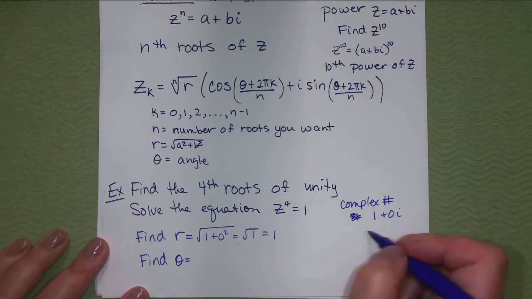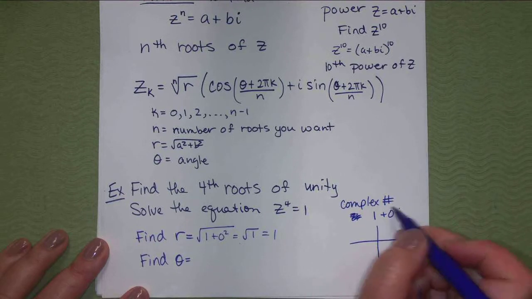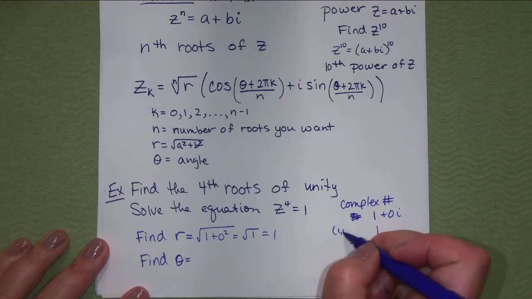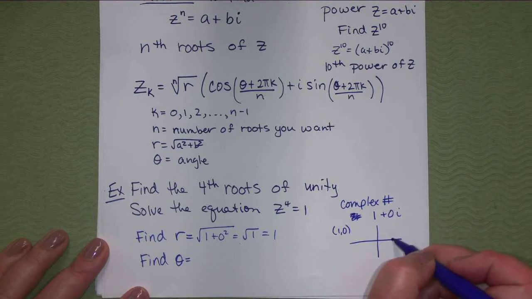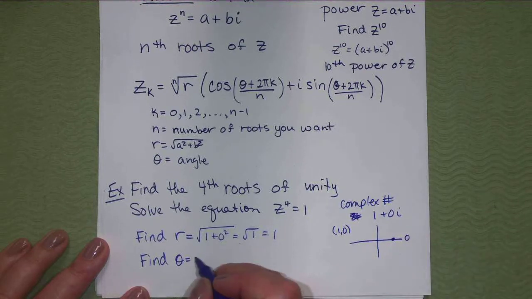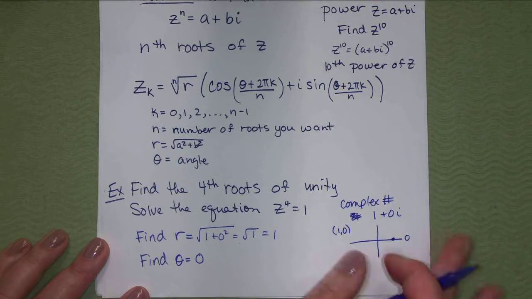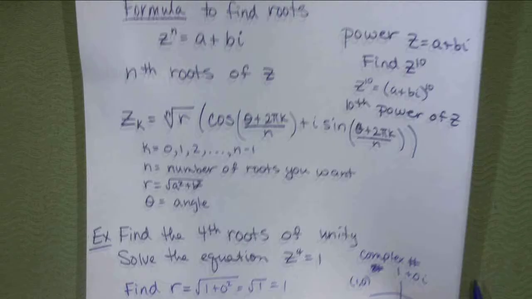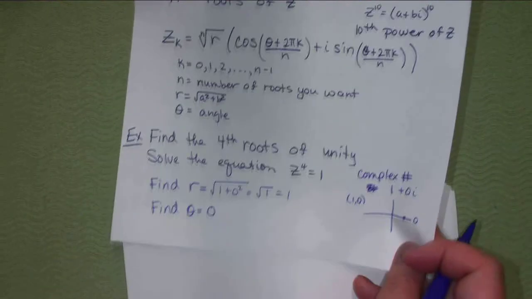Theta. If we plot the point 1, 0, where does it land? Right here. We don't go around 2 pi. If it lands right there, it's 0. So theta is 0. Okay, so this will be easy to plug in because it's a 0.